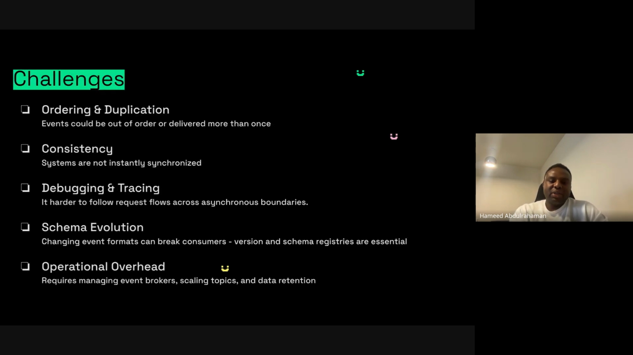So let's move on to the challenges that we can face using this system. There are a couple of challenges, and some of them are mitigated with various methodologies in system design. A very prominent one is ordering and duplication. Just imagine a scenario whereby the user presses checkout or process payment multiple times. Then there's an event of multiple checkouts.